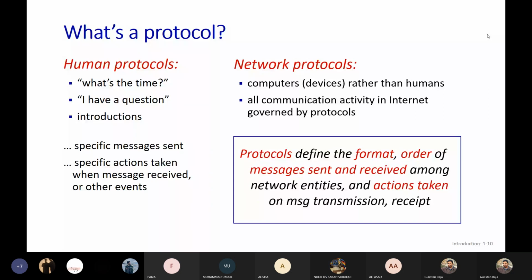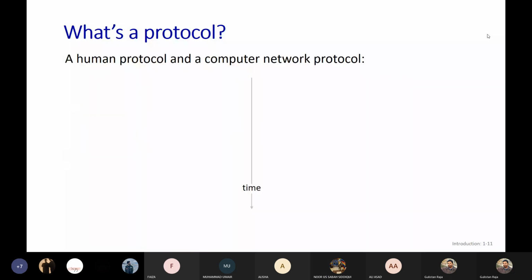Okay, let's move to the next slide. Just another example, because protocol is so important that we are spending enough time on it, so that you can have a better understanding. I'll show you a little animation of a human protocol and a computer protocol. I'll not give a lot of explanation on it, because we have already discussed this. Just to strengthen the concept, let's have a look at this animation.